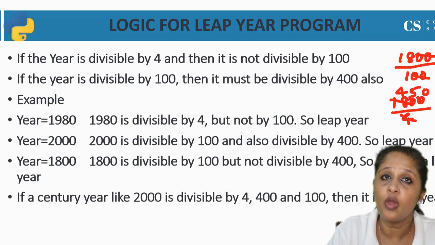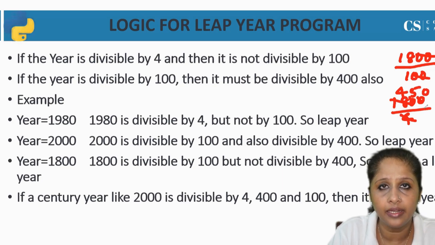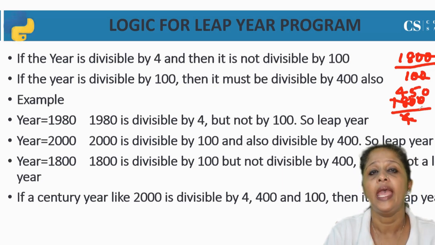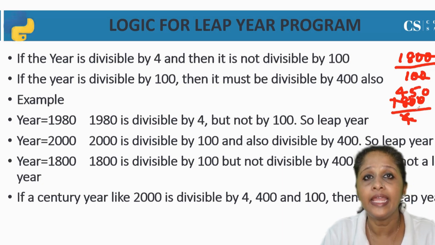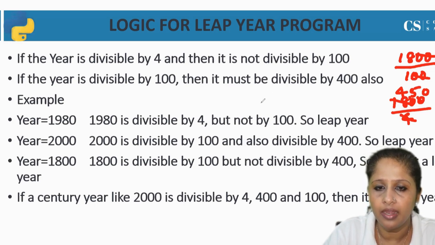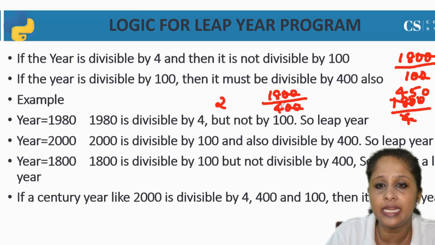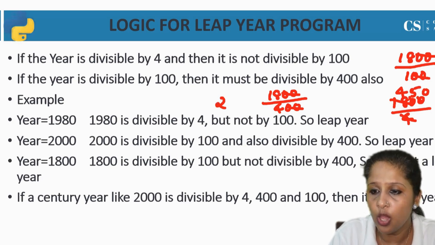But there is one more condition: you have to check whether it is divisible by 400 also. That means if 1800 is divisible by 4 and by 100, then it should be divisible by 400 also. So let's check. 1800 divided by 400. 18 divided by 4 is not completely divisible. 4 fours are 16, then 2 more is there to get 18. So you will get the remainder as 2. So we can say 1800 is not a leap year.